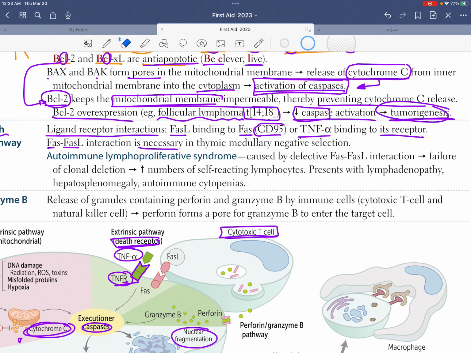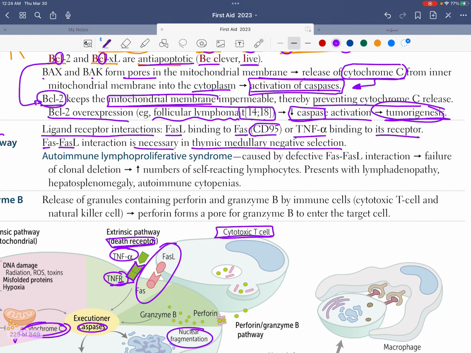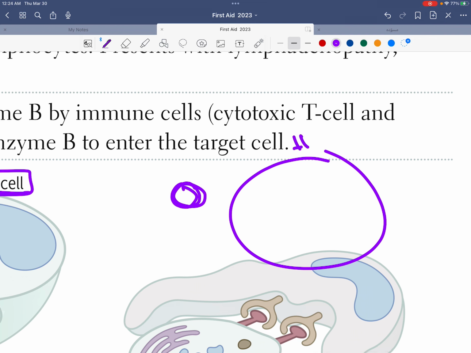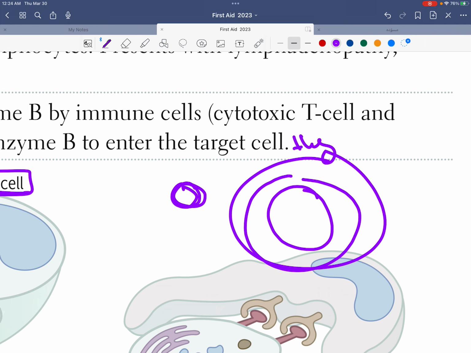When is this part required, or when do we see that part usually and it's important? It's in thymic medullary negative selection. So we know that in the immunological system we do have the thymus, in the center of the chest of the baby usually. It has multiple levels from within, and the lymphocytes undergo development from the outside to the inside usually. So we do have some checkpoints all over the thymus.